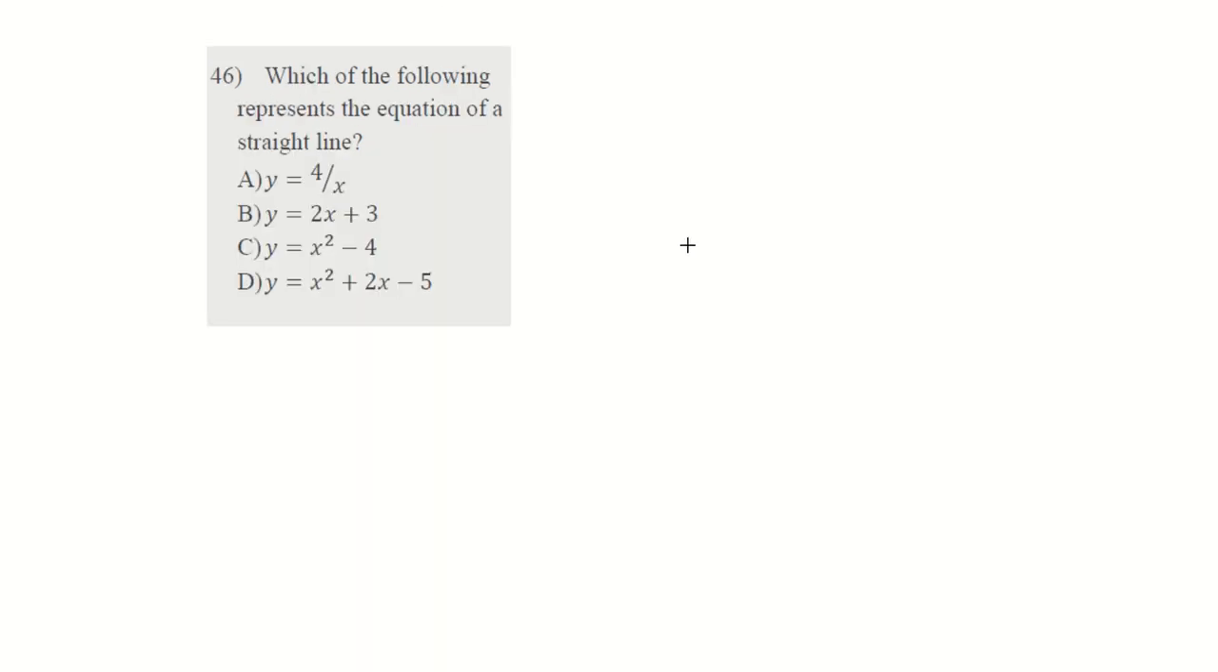Alright. Now this one, which of the following represents the equation of a straight line? Now the equation of a straight line is y is equals to mx plus c. So anything with squared would be out. So it cannot be c, it cannot be d. This is over x, that's not it. So the only one this could possibly be is b.